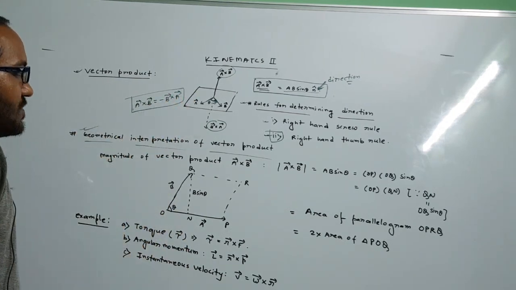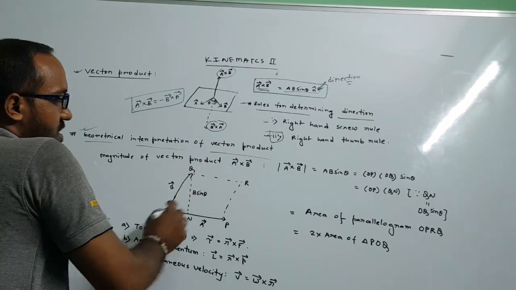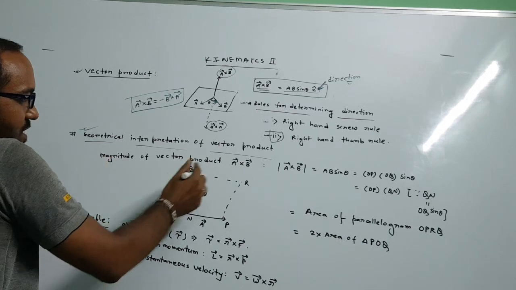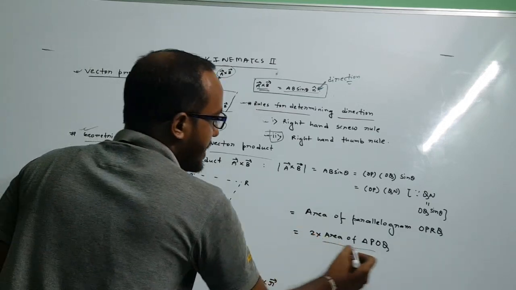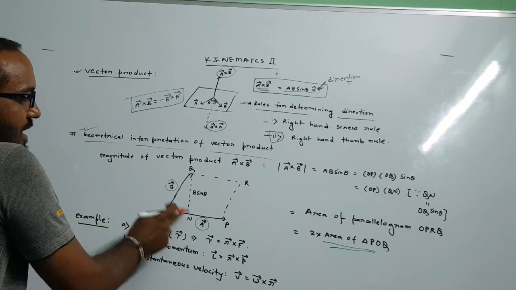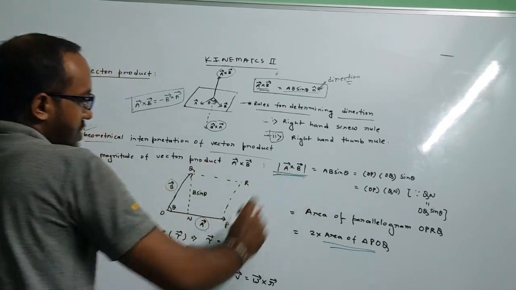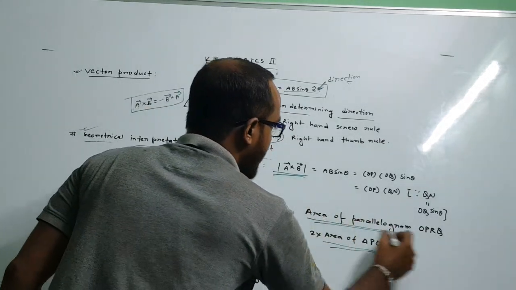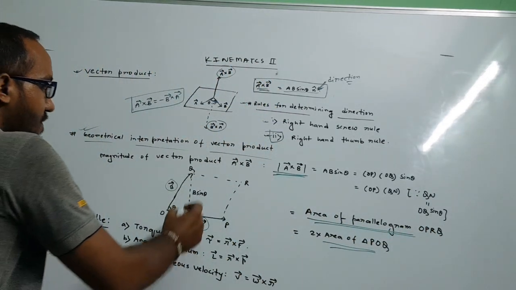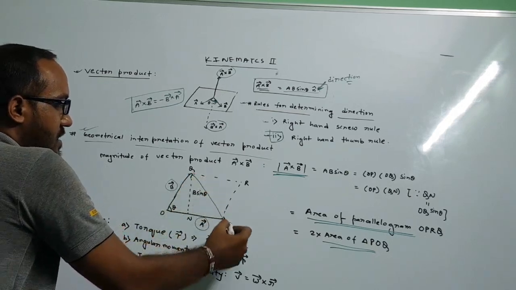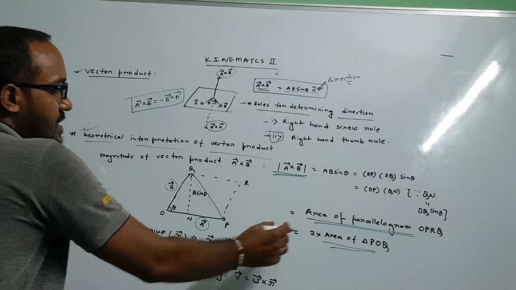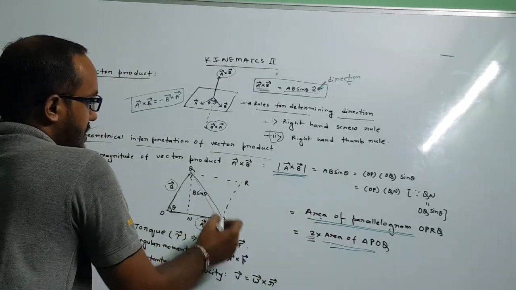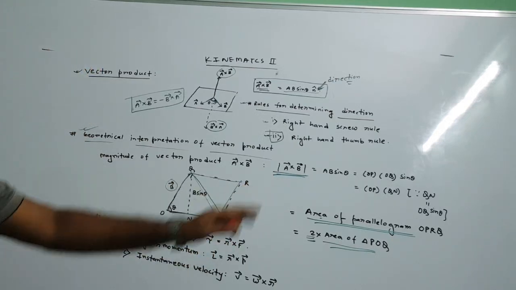Now what is the geometrical interpretation of vector product? The geometrical interpretation is nothing but the area between A and B. It's the area of the parallelogram formed by A and B. So the magnitude of A cross B, the magnitude of the vector product, represents the area of the parallelogram. If you join Q and P, you can see that the area of the parallelogram is twice the area of the triangle. This triangle and this triangle. Twice the area of the triangle.